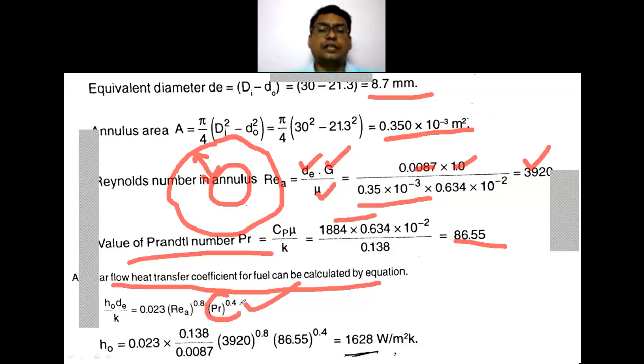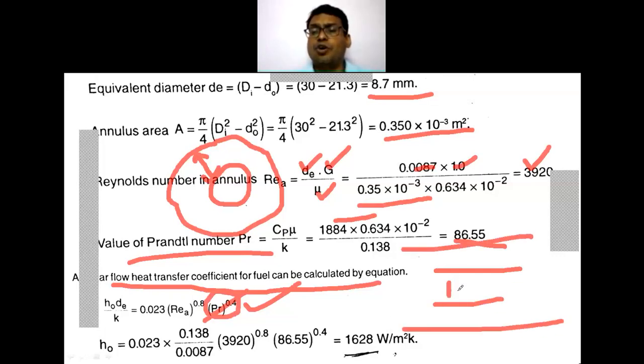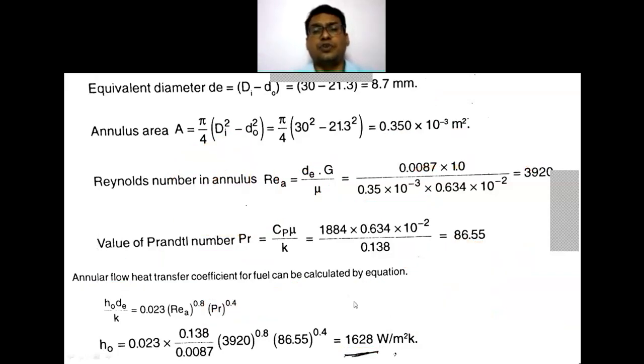In this case, the fluid outside the tubes is the one that gets heated, because inside it's a hot fluid. We are doing this calculation for the annular section. So it's 0.4, and this comes as 1628 watt per meter square Kelvin. That is the outside heat transfer coefficient.